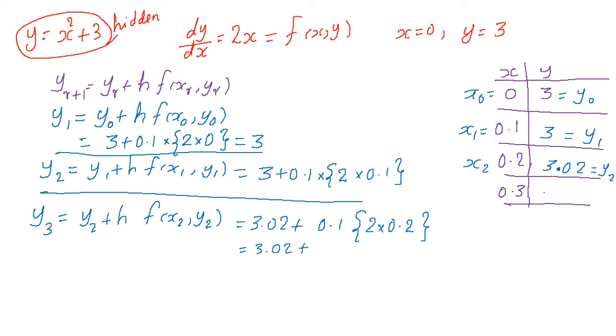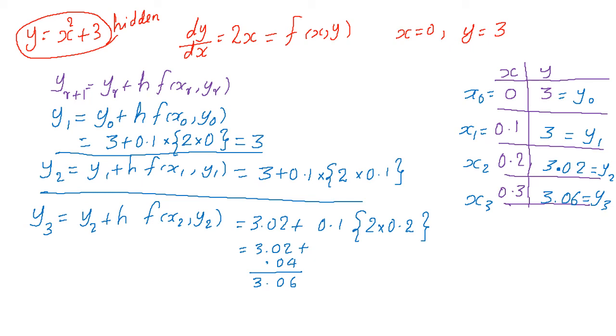3.02 plus 0.04. So upon adding you get 3.06. So at 0.3 it is 3.06. So this is my y3, or this is my required answer. So I arrived at x3, y3. Fine.